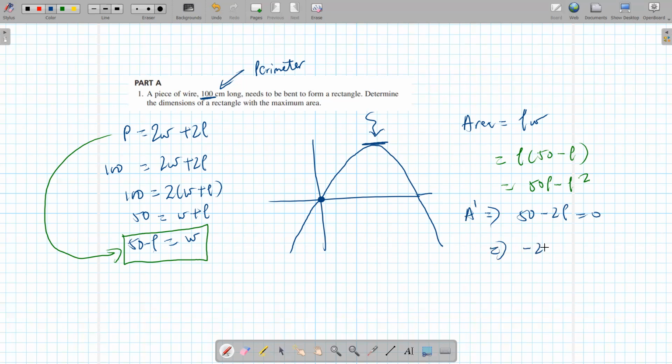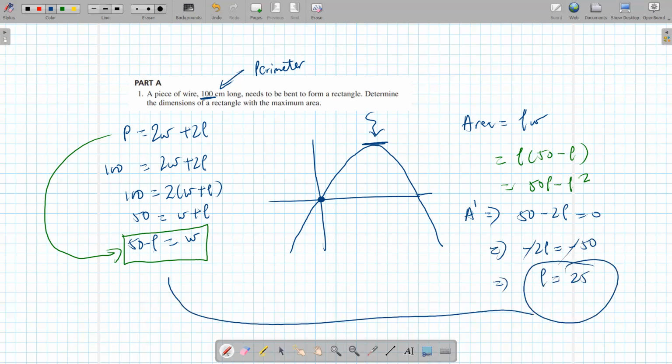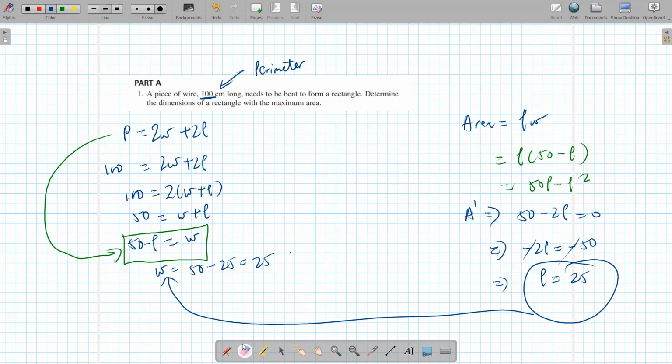So you can subtract 50 from both sides. This negative sign and this negative sign cancel out. So L must be 25, right? And then you plug L in here to find W. W is going to be 50 minus 25. W is also 25. So actually this is a square. You end up getting a square that has sides 25 and 25. And that's always going to be the case. When you're trying to maximize the area, the figure that has the maximum area will be a square.